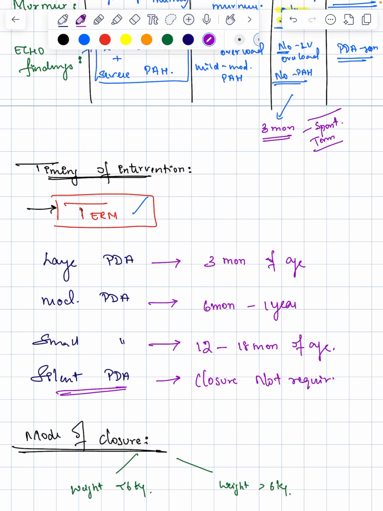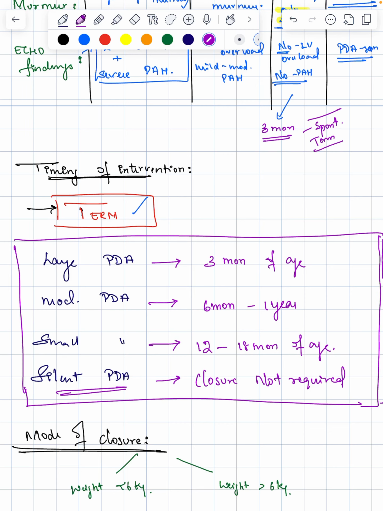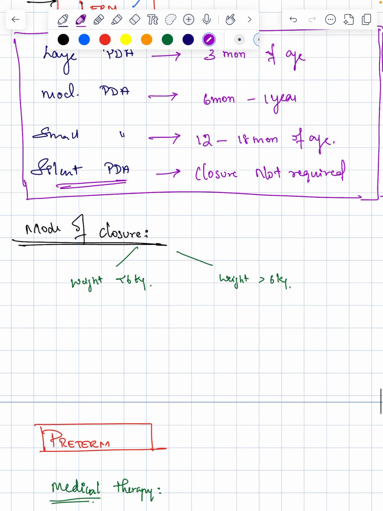Okay. This is the timing of intervention in a child with PDA, right? Yes. Mode of closure. So how do you intervene in a child with a large, moderate, or small PDA? When the child's weight is less than 6 kg, you go for surgical ligation, which is the treatment of choice.